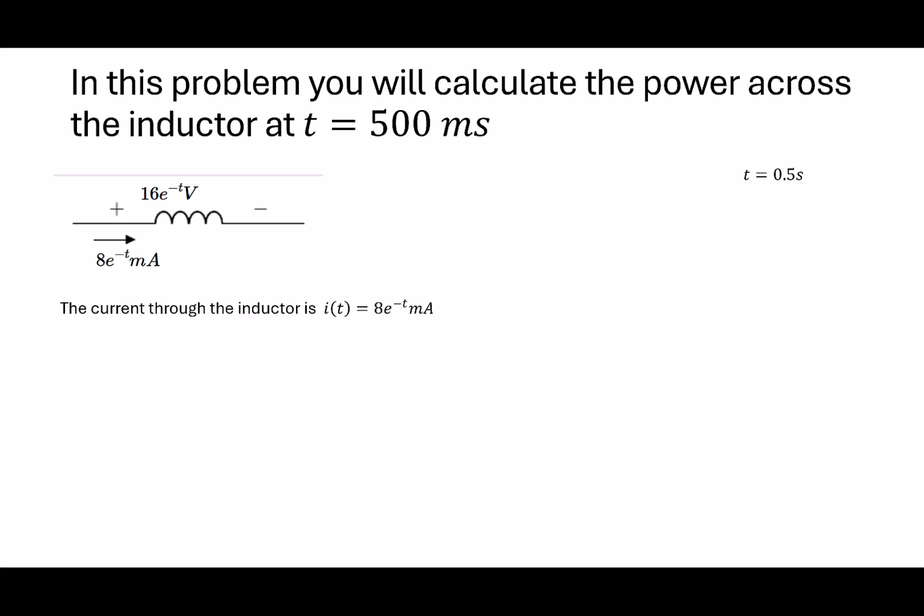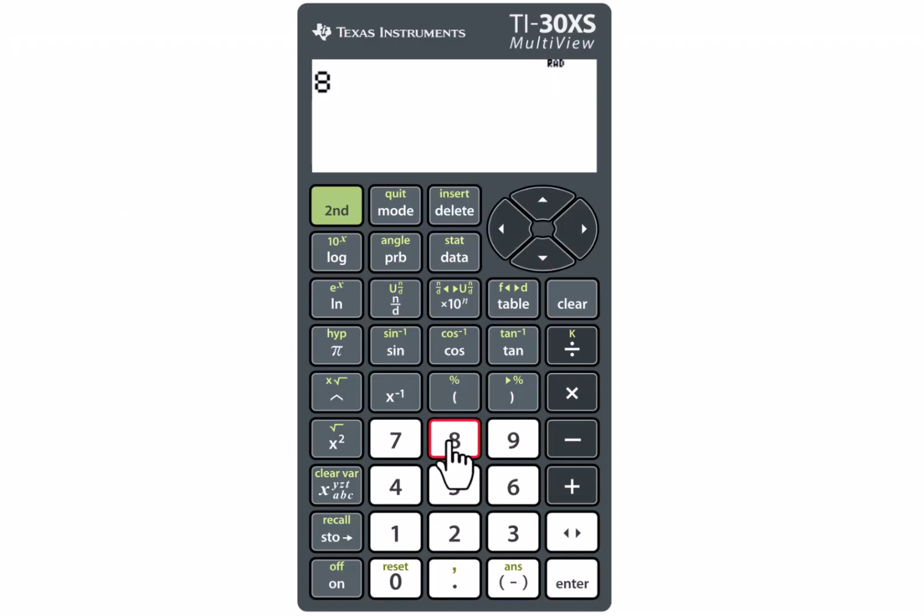What we need to do is plug this value of 0.5 seconds into this function i of t. That means we want 8e to the negative 0.5. In this scientific calculator, I'm going to push 8. Then e to the x is a second function, so I have to hit second and then the key to get e to come in.